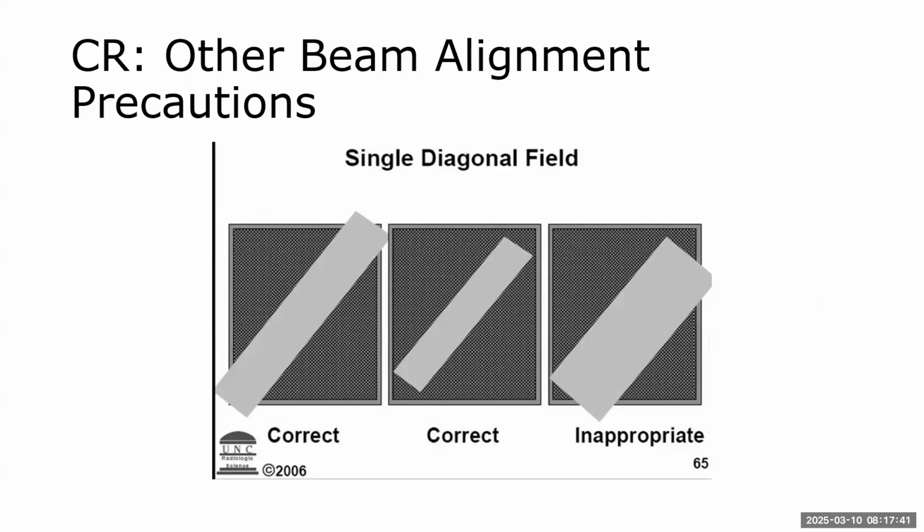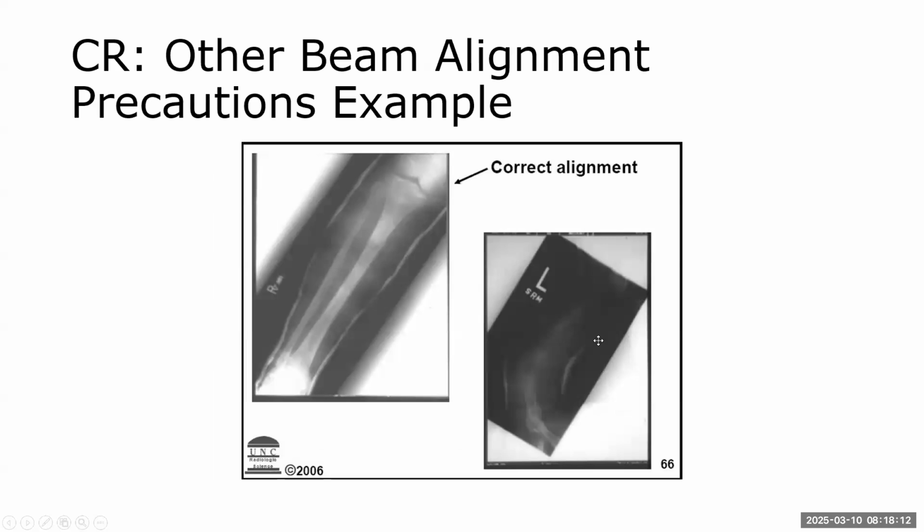Other beam alignment precautions. When might you turn it and do it like this, across? Tib fib, femur, possibly if you're doing it tabletop and you're just trying to include from the hip to the knee. So this one would be fine, even though the collimated borders go outside of the cassette a little bit. That would be okay. This one would be okay. This would not. This would not display properly, and the exposure indicator would not be accurate.